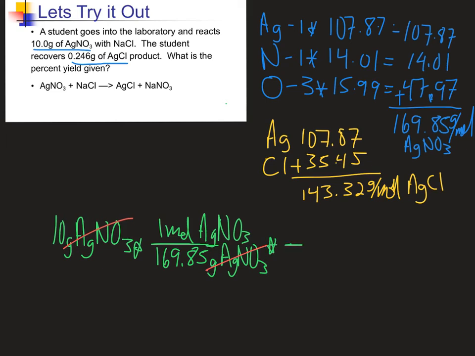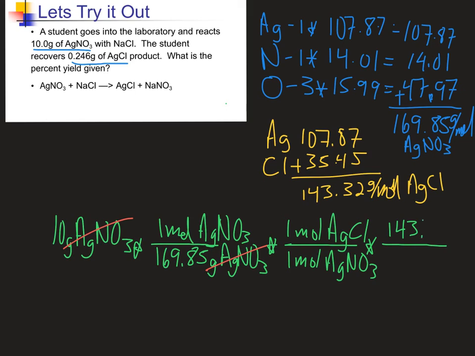We then need to convert to moles using our mole to mole ratio, which again for this problem is 1-to-1. Then need to convert to grams using my molar mass that I calculated earlier. And of course I ran out of room, so I won't cancel out those. And we'll go from there.